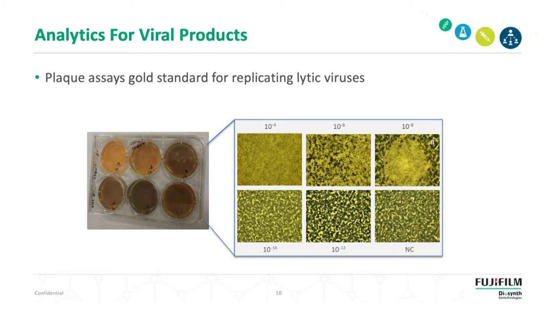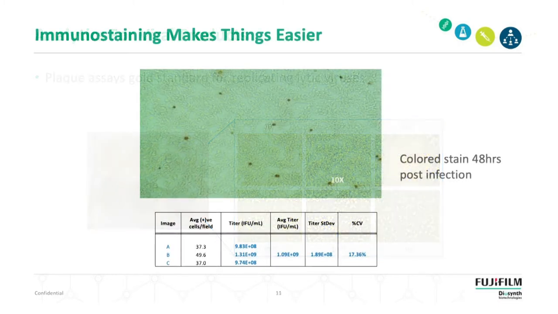But this is your gold standard method that virologists have used for decades for counting how many particles they have. Now that's quite hard though, and it requires a replicating lytic virus in order to form a plaque. So there are other methods that we can layer on top to make that job a little easier. So immunostaining is one of those.